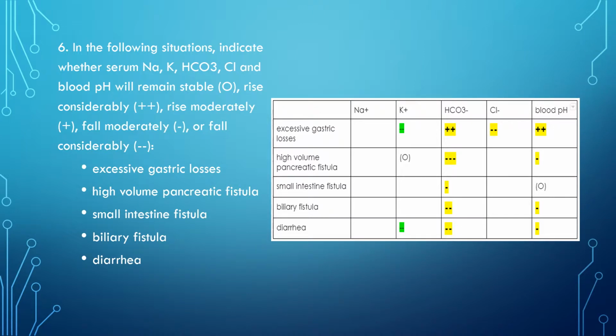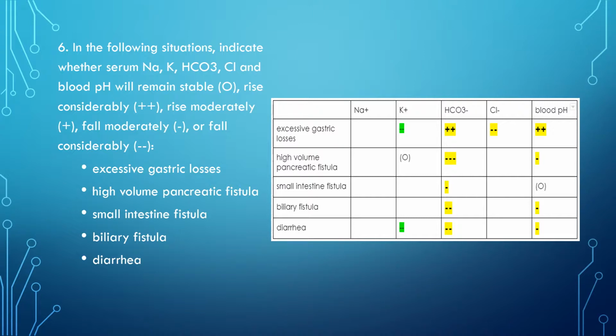The main points are, first, gastric secretions contain hydrogen ion and chloride, and everything distal contains bicarbonate. As hydrogen and chloride are lost from the stomach, the bicarbonate rises considerably, the chloride falls considerably, and the blood pH rises. For losses distal to the stomach, bicarbonate is lost, serum bicarbonate falls, and blood pH decreases.